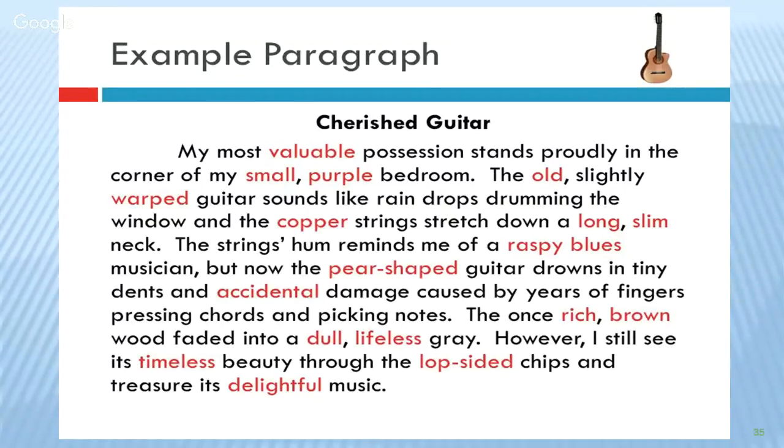The old, slightly warped guitar sounds like raindrops drumming the window. And the copper strings stretch down a long, slim neck. The strings' hum reminds me of a raspy blues musician. But now the pear-shaped guitar drowns in tiny dents and accidental damage caused by years of fingers pressing chords and picking notes. The once rich brown wood faded into a dull, lifeless gray. However, I still see its timeless beauty through the lopsided chips and treasure its delightful music.